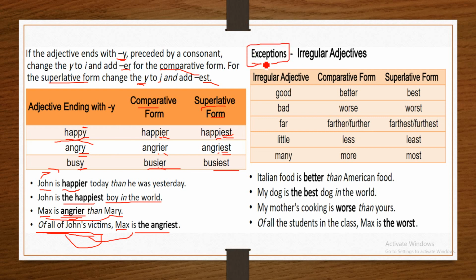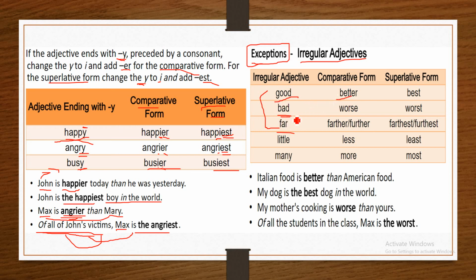Exceptions. Irregular adjectives. As we talked about in the previous lesson, we had three irregular adjectives: good, bad, far. We studied only these three irregular adjectives. Good became better.